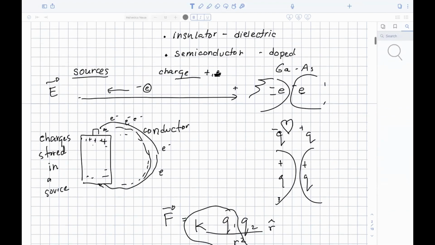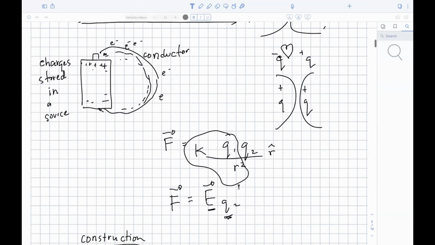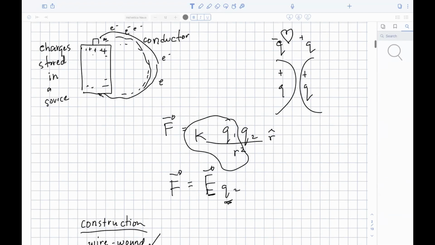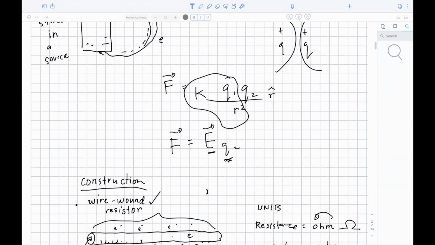Okay? And we also know that the force among charges is given by this: Q1, Q2 over R squared, and there's this vector there. And this part here, Q1 over R squared, can be expressed as a field, right? All right. For our first experiment, we will actually use a resistor, guys.